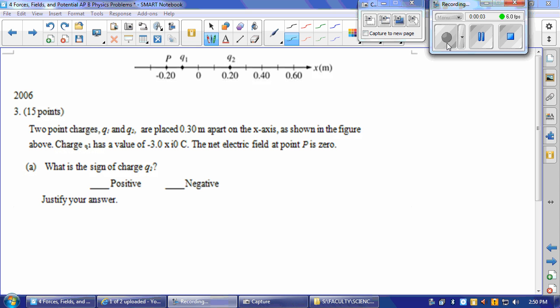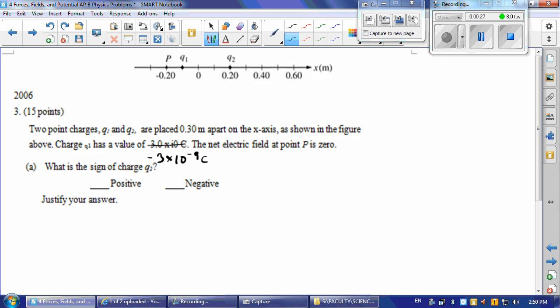Okay, this is 2006, Form A, I guess. Number 3, 15-pointer. Two-point charges Q1 and Q2 are placed 30 centimeters apart on the x-axis as shown in the figure above. Charge Q1 has a value of, and this got a little format crazy, but this should say -3 times 10 to the -9th coulombs.